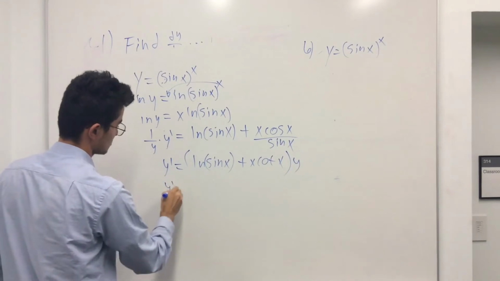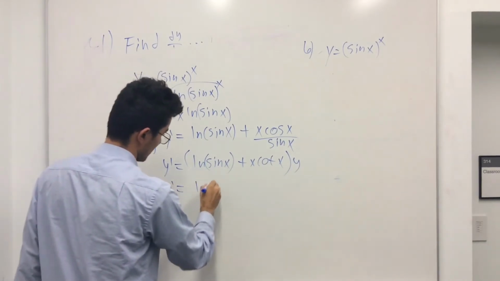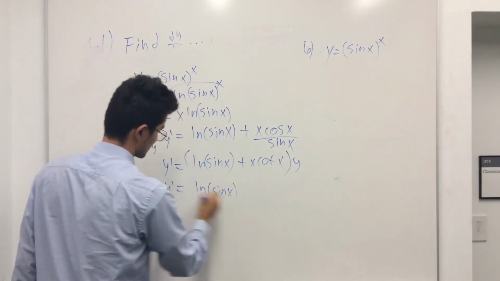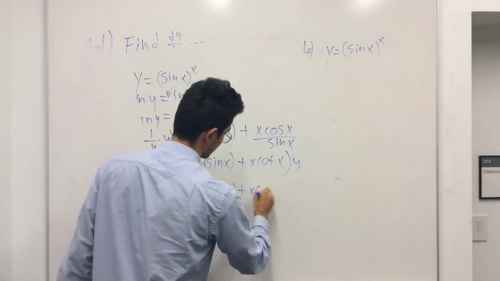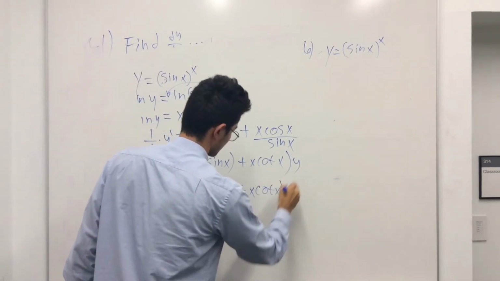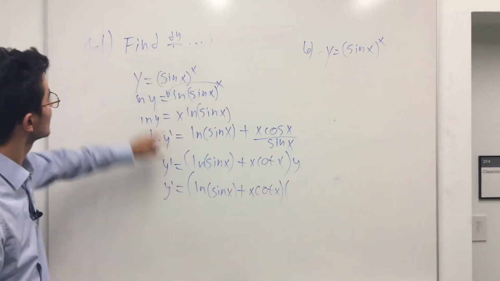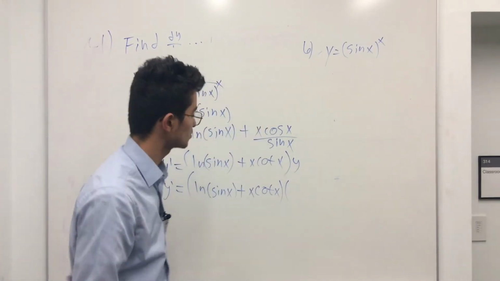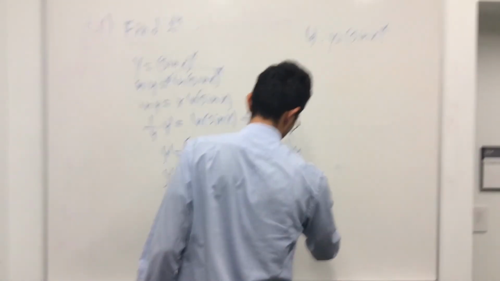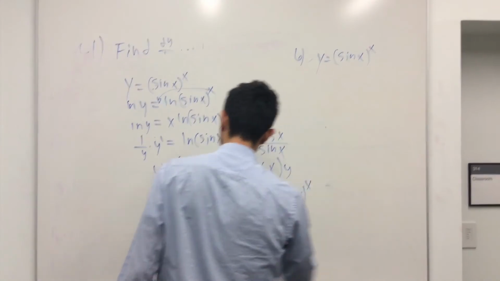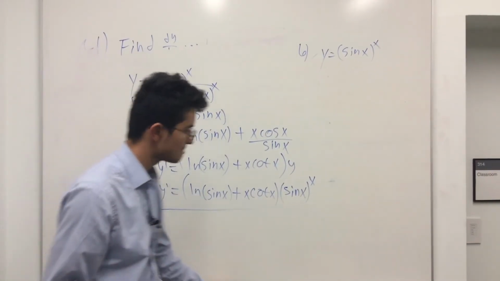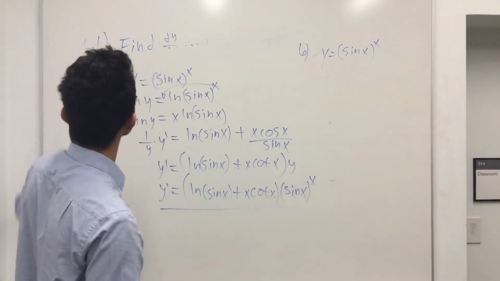But the answer should always be in terms of one variable, always in terms of x. So what we do is we simply bring y in terms of x. So what is y in terms of x? That's just going to be sine of x to the x, so that's the answer. This is y prime. Now moving on to question 5.